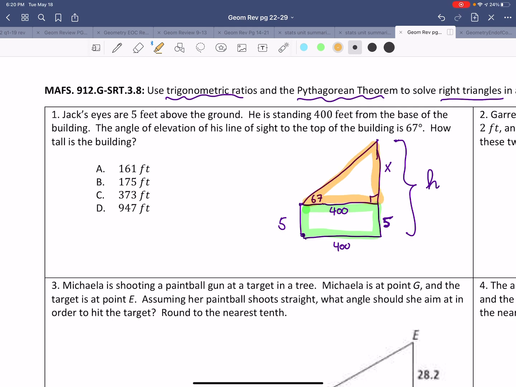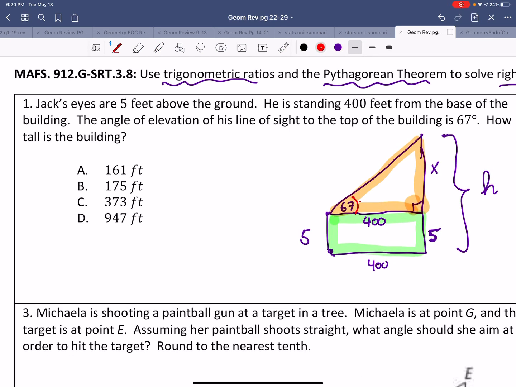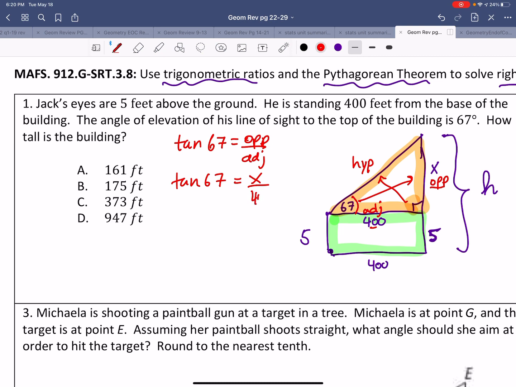I have a right triangle, and I'm going to label my sides. So here we go. We got our reference angle. I'm going to label this opposite. Opposite the box is the hypotenuse, and this would be the adjacent side. Okay? So it looks like I have information for opposite and adjacent. So that would be tangent. The tangent of 67 is opposite over adjacent. So the tangent of 67 is x over 400.